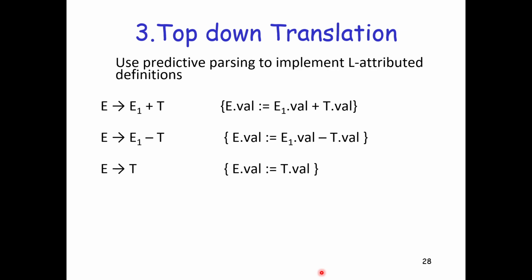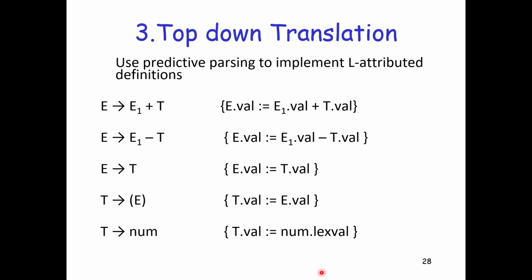Here again, we are using some productions. E gives E plus T, E gives E minus T, E gives T, T gives E within brackets, T gives num. And its semantic actions, that is the translation scheme, are also provided within braces.